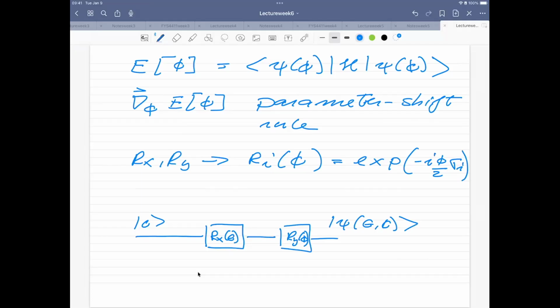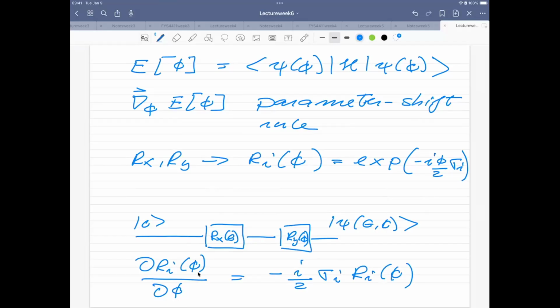So what we can note now, if we take the derivative of this dRi of phi with respect to the angle phi, you see that this is equal to minus i divided by 2 times sigma i multiplied with the original Ri of phi. So this is an important property which we are going to use now when we are setting up the calculation.